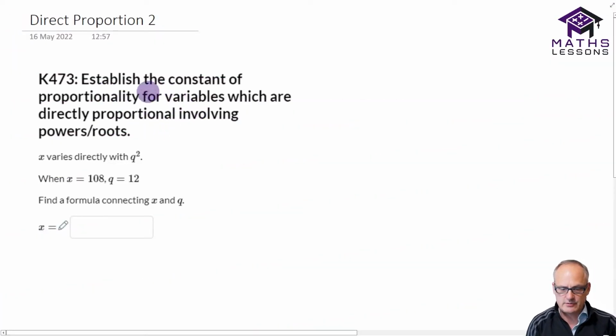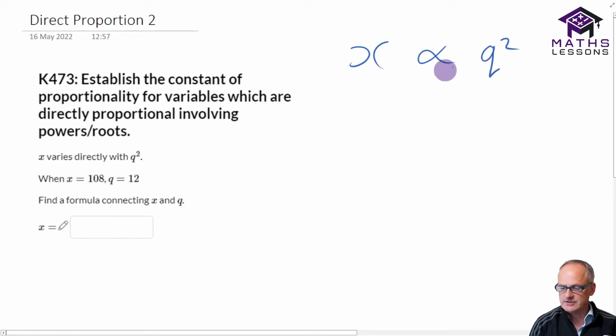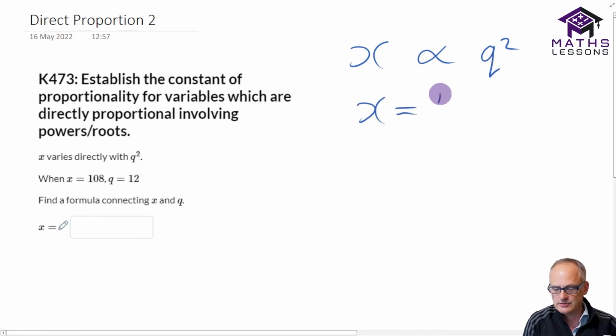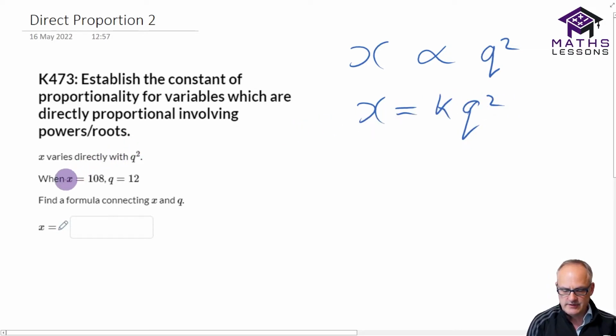Right, so in our next question, we're going to start looking at other types of proportion. In this one, we've got X varies directly with Q squared. So it means that X is proportional to Q squared. Now to turn that into an equal sign means we have to multiply this value by something. So X equals K times Q squared. And we've been given an X value and a Q value.